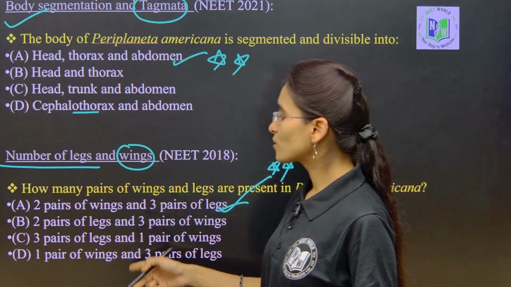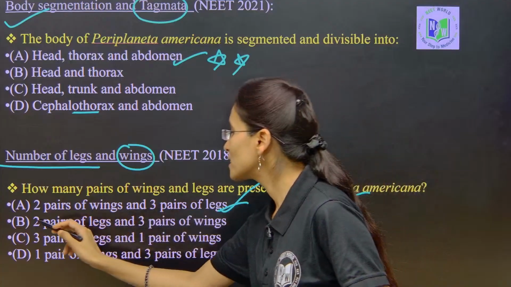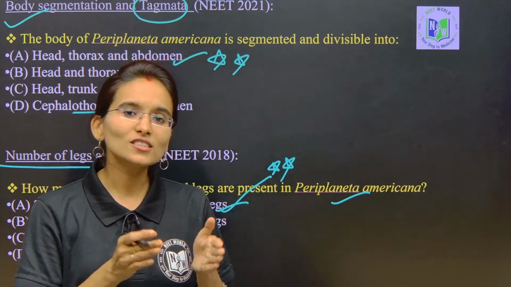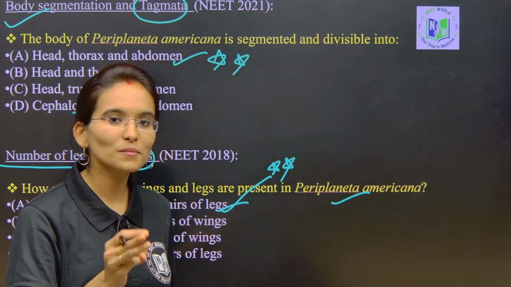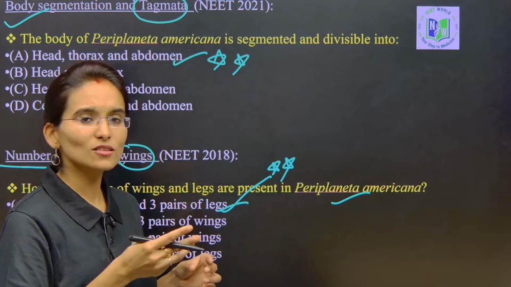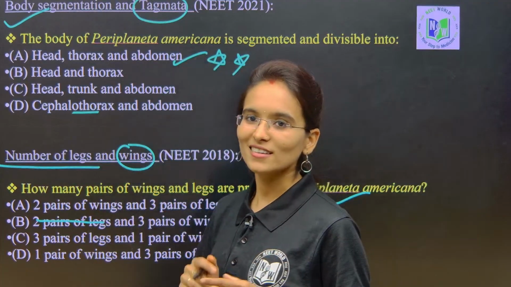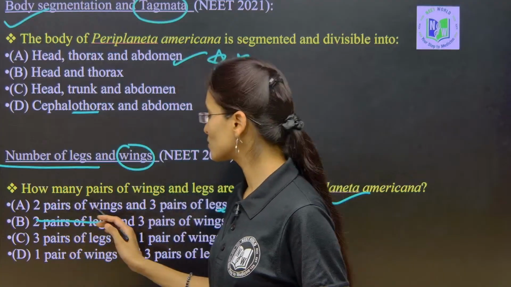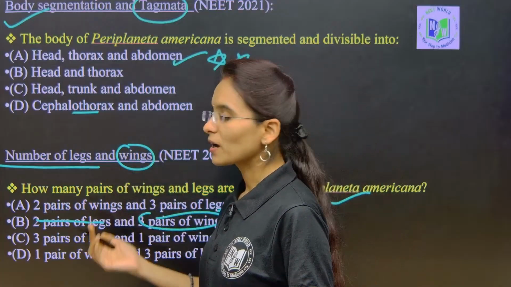Now have a look at the remaining 3 options. Option B, 2 pairs of legs, is a completely wrong statement. From each thoracic segment a pair of legs arises. We have 3 thoracic segments, so from each thoracic segment 1 pair of legs will arise, right? So here 2 pairs of legs has been given, so this will be the wrong option, and 3 pairs of wings is also completely wrong.